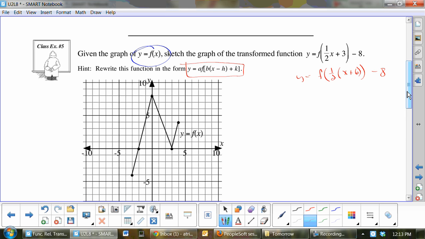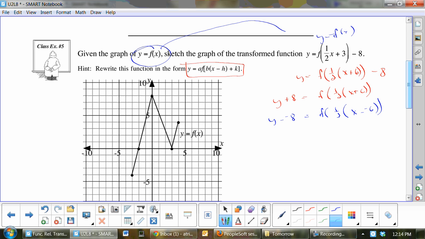Now to finish it off, I'm going to get it in the form that I know, y plus 8 equals f of 1/2 x plus 6. And really, if you want to be specific, it's y minus negative 8 equals f of 1/2 x minus negative 6. That's really going to get it in the form that I can use. Now remember, y equals f of x is where we started. So this is really where it ended up.